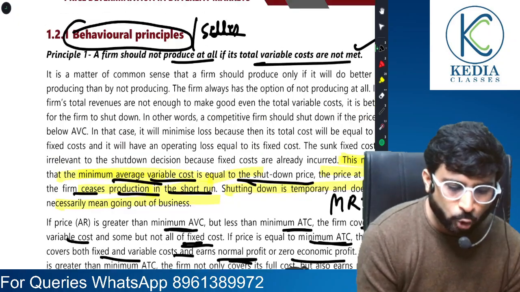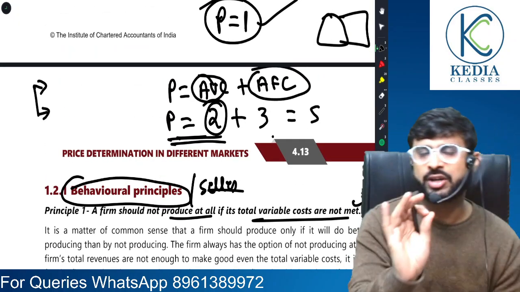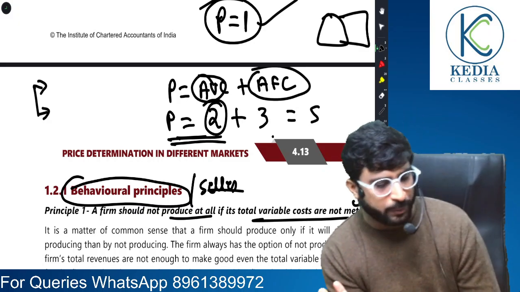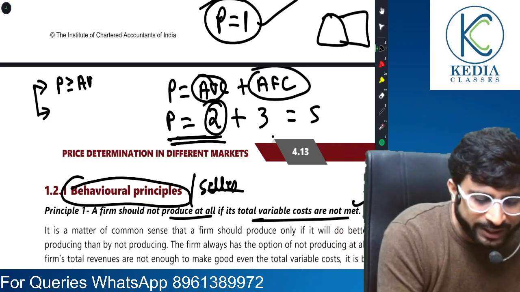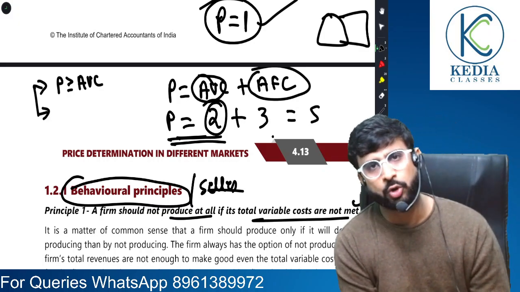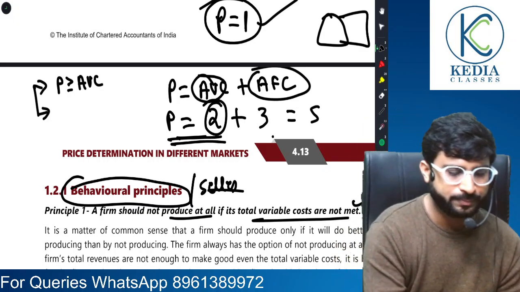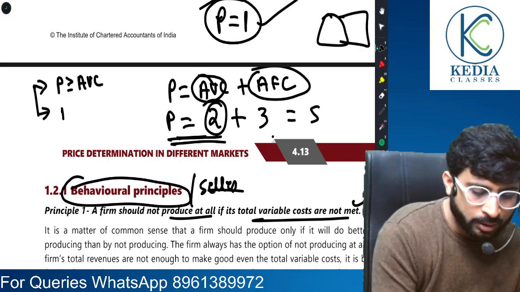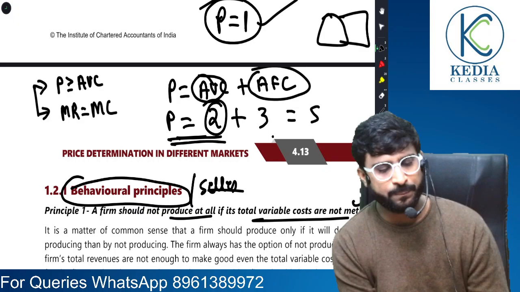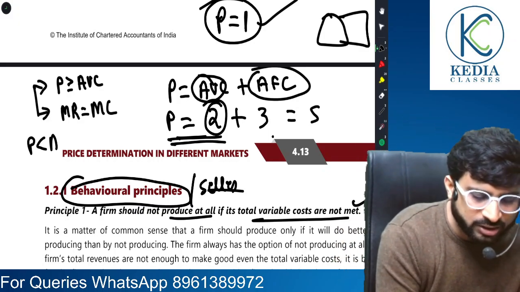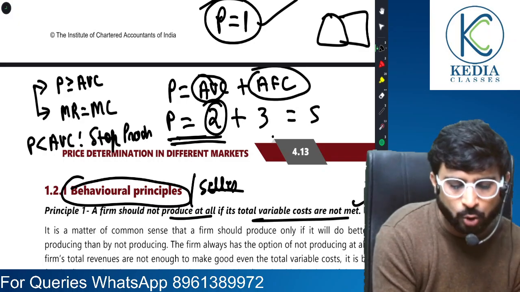So what are the two behavioral principles saying? To conclude, in very short language: number one, produce only when price is greater than or equal to average variable cost. If not, stop production. Number two, profit is maximized when MR equals MC. And what if price is less than AVC? Stop production, shut down.